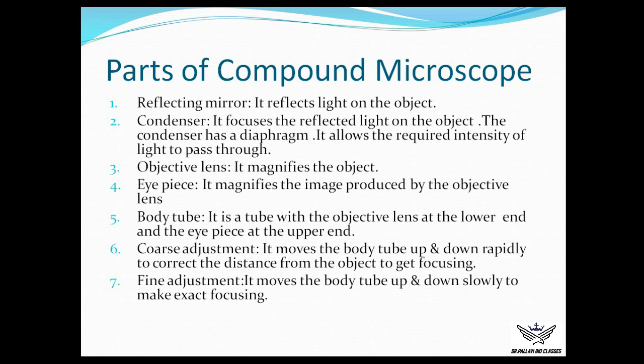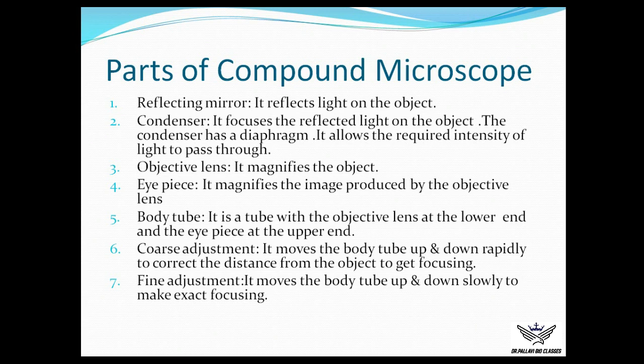The second is condenser. Condenser is condensing the reflected light, so it focuses the reflected light on the object. The condenser has a diaphragm and it allows the required intensity of the light to pass through. So it allows the required intensity of the light on the object. Okay, this is second one, that is condenser.